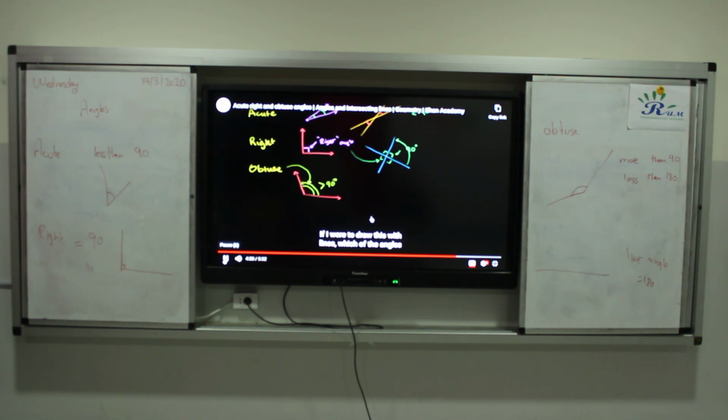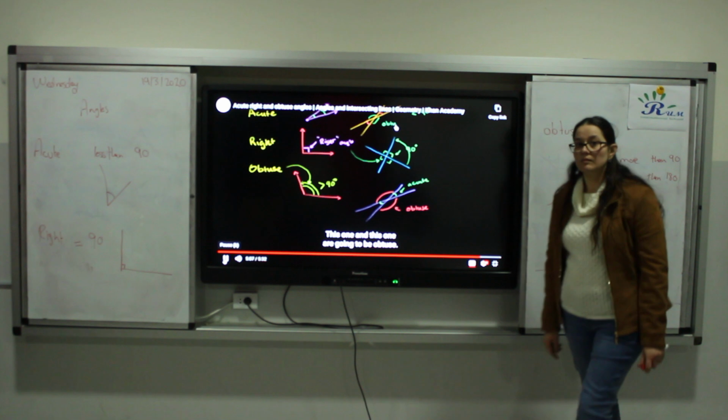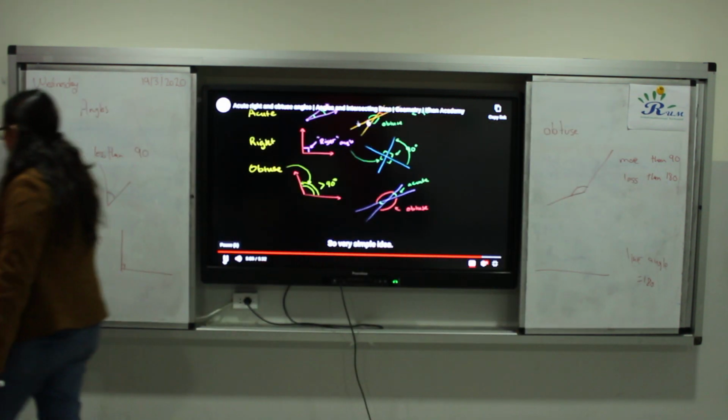If I were to draw this with lines, which of the angles are obtuse and which are acute? Well, the way I've drawn them right over here, these two over here are acute, and then these over here are going to be obtuse. This one and this one, these are both obtuse angles. And I actually drew it up here as well. This one and this one are going to be obtuse.